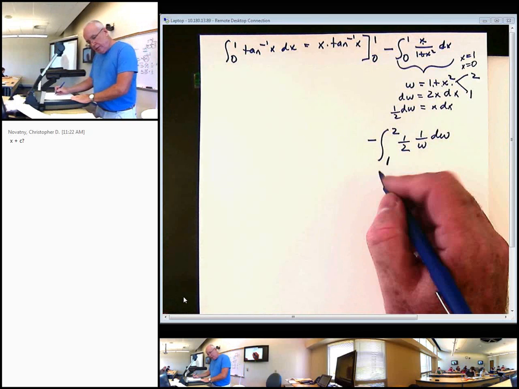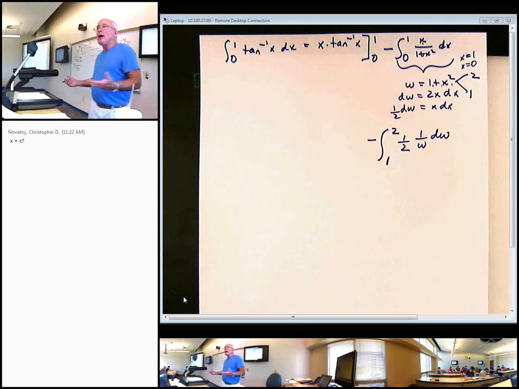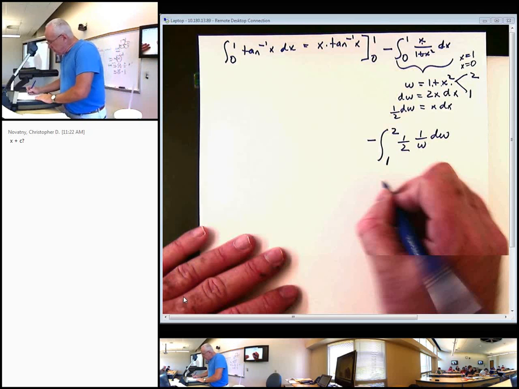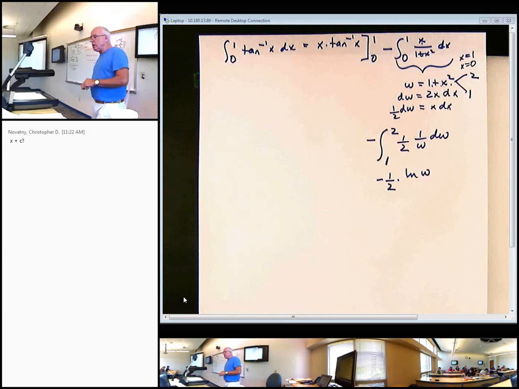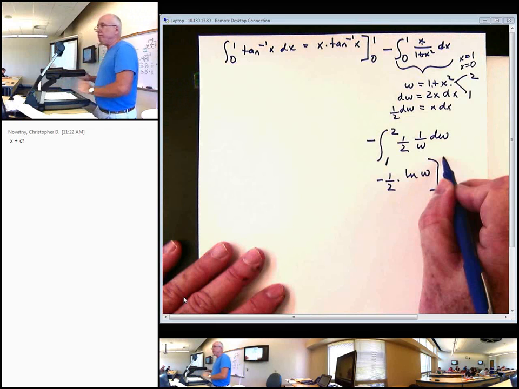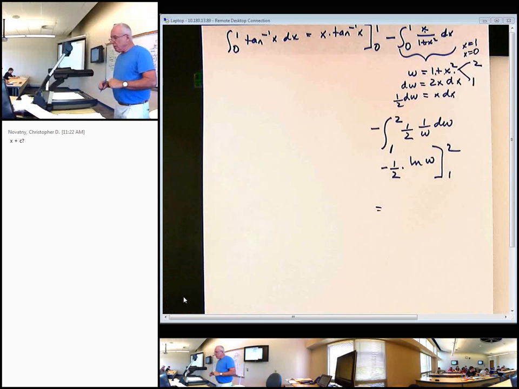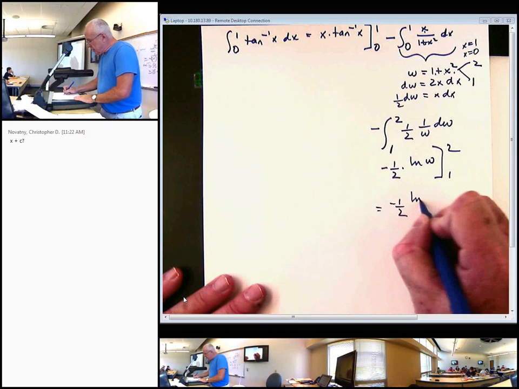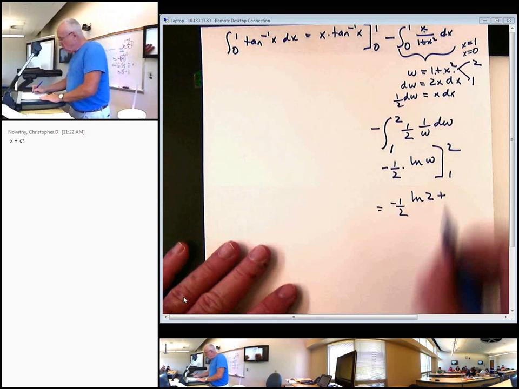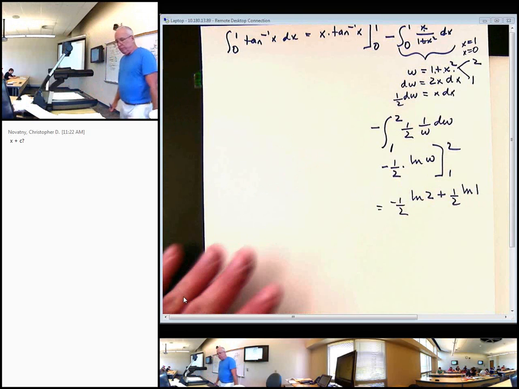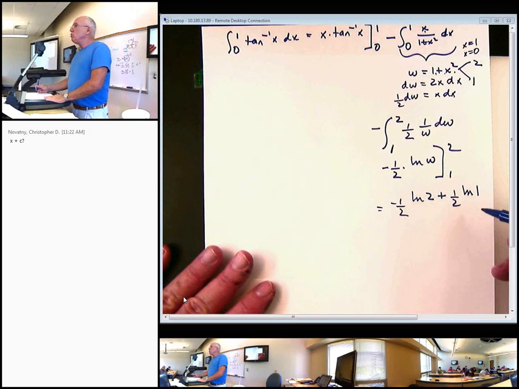All right, so we can figure this one out. This is the antiderivative of 1 over w, or like 1 over x. That's going to give us the natural log. So this is minus 1/2 times the natural log of w. I'm going to keep the minus 1/2 in there, from 1 to 2. New limits of integration. All right. Let's go on and figure out what this is. This is minus 1/2 times the ln of 2, and then when I do a double minus, I'm now going to get a plus for the bottom part, 1/2 times the ln of 1. All right. Okay, what's the ln of 1 equal to?